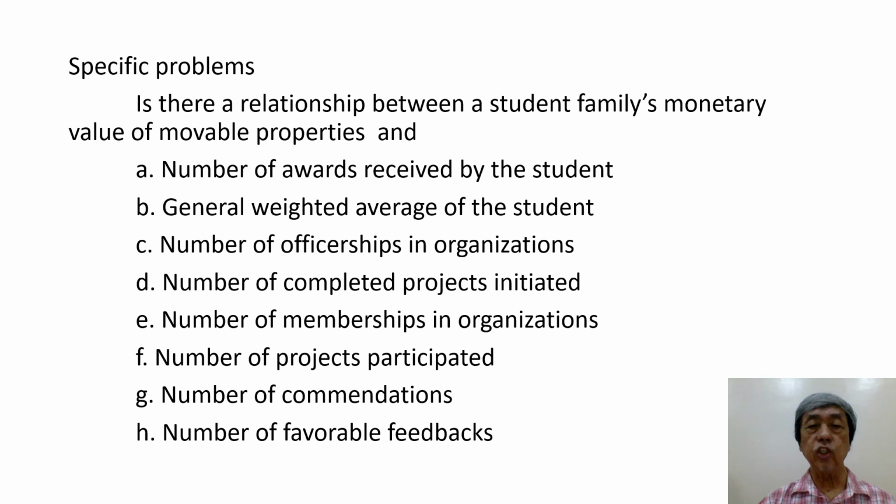Is there a relationship between a student family's monetary value of movable properties and the 8 indicators of the dependent variable? And is there a relationship between a student family's monetary value of immovable properties and the 8 indicators of the dependent variable?